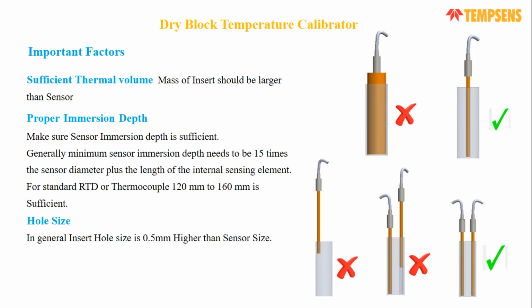So before going to calibrating our dry block temperature calibrator, there are some important factors I would like to discuss. The first point is that it should have sufficient thermal volume. The insert volume must be much larger compared to the sensor volume we are putting in the insert. If it is not, there will definitely be losses, and you will get the wrong reading.